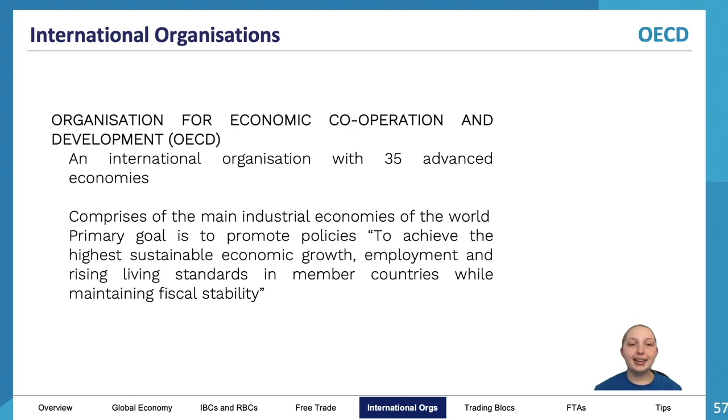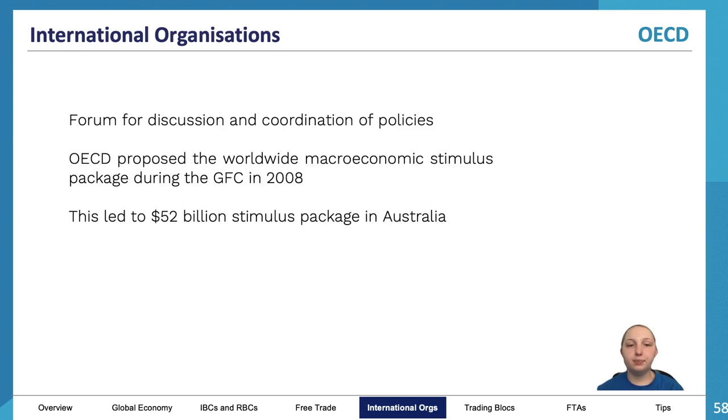Next, we've got the OECD, Organization for Economic Cooperation and Development. OECD is where you're going to get a lot of your statistics about the HDI from when you're talking about economic development. So the OECD is an international organization that includes 35 advanced economies, and it comprises the main industrial economies of the world, with the primary goal to promote policies to achieve the highest sustainable economic growth, employment, and rising living standards in member countries, whilst also maintaining fiscal stability.